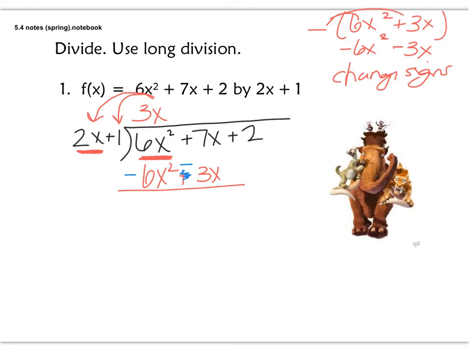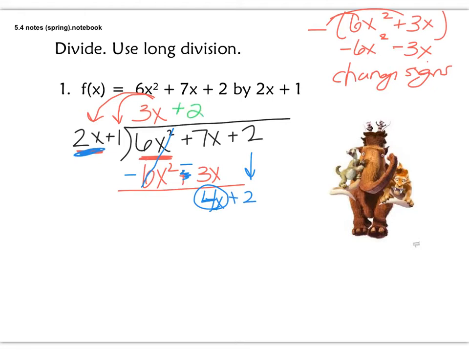So we have 6x squared minus 6x squared cancels. If that first one does not cancel, you did something wrong. It should. Then I have 7x minus 3x is 4x. And then bring down the rest of your problem, and we start over. What do you multiply 2x by to get 4x? Well, you multiply by a positive 2.